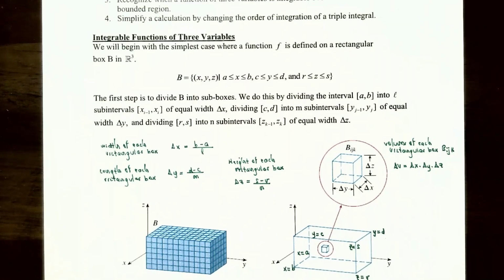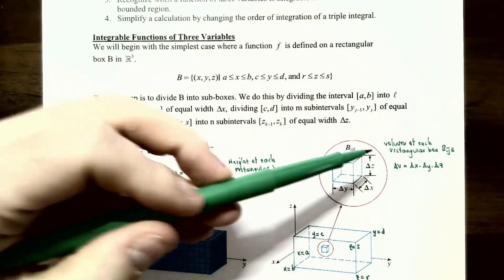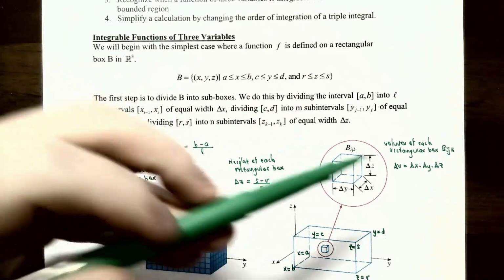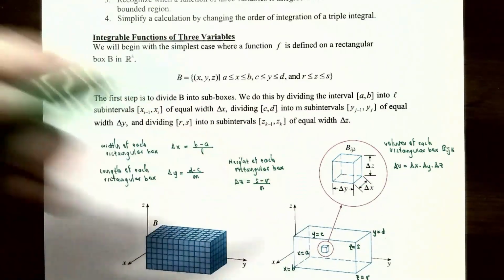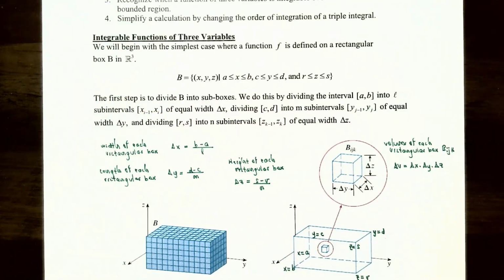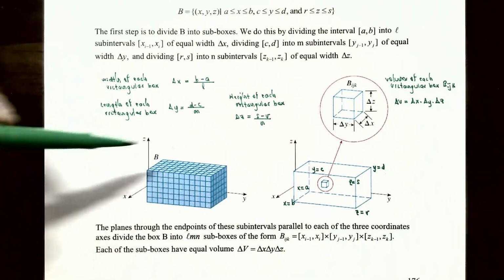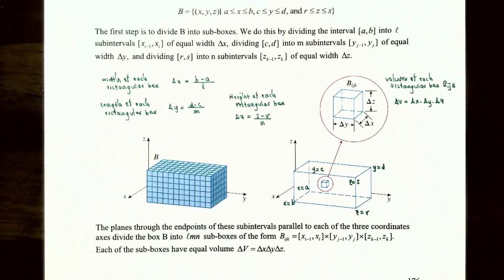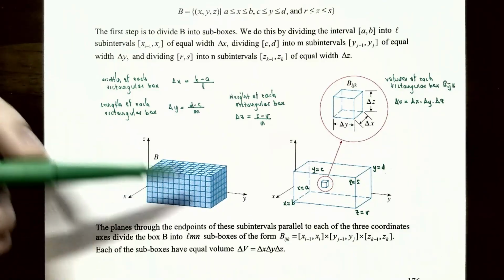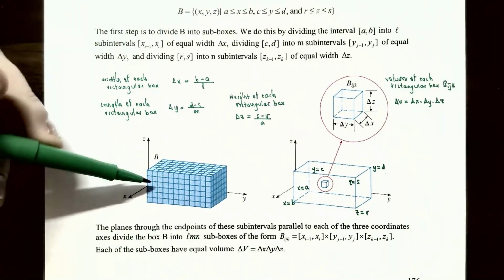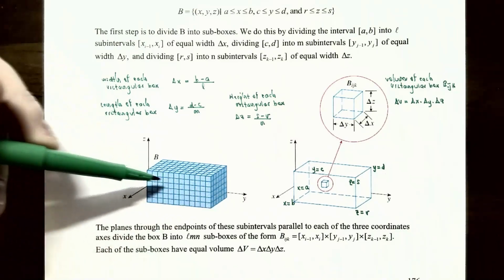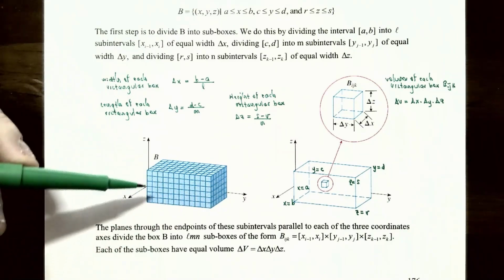So with the width, the length, and the height of each of these sub-boxes, we can actually calculate the volume of each of these sub-boxes. Each sub-box will be represented as B sub ijk. The volume of the rectangular box B sub ijk will be equal to delta x times delta y times delta z. And so we're taking this rectangular box, capital B, in three-dimensional space, and dividing it into sub-boxes, where we're taking the x values between a and b, the y values between c and d, and the z values between r and s.